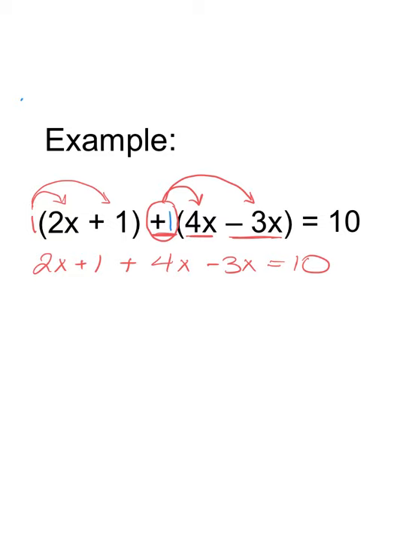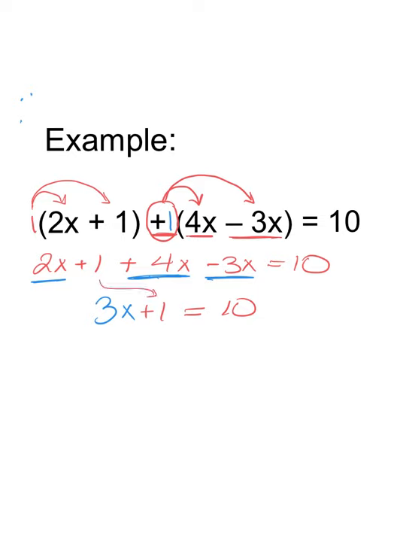Now we're going to solve the equation by combining like terms. So if I look on the left, there is an x here, here, and here. So in the calculator, 2 plus 4 is 6, minus 3 is 3. So I have 3x. Copy down the rest of your problem. Plus 1 equals 10. And that 1 came from over here.